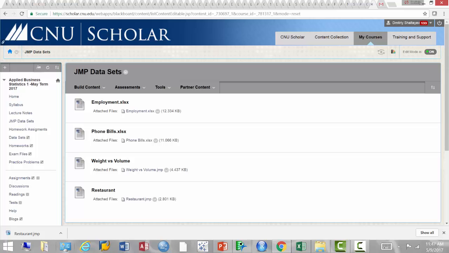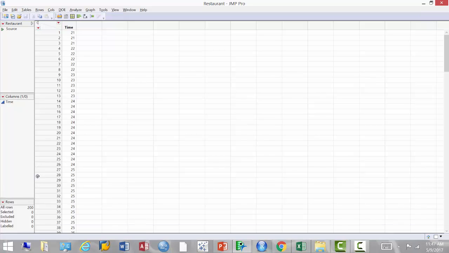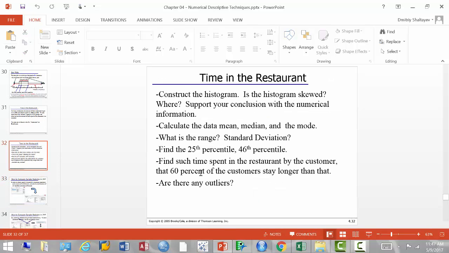So let's open up the file. And here's the file. So 200 observations, right? You can see that. Number of rows is 200. All right, so let's take a look at what we need to find out about this data set. First of all, construct a histogram and tell what you see. Is it symmetric? Is it asymmetric? Is it skewed to the right, to the left? Is it bimodal or unimodal or trimodal? What is it? And then calculate mean, mode, median, range, standard deviation, 25th and 46th percentile. Are there any outliers? So let's get going.